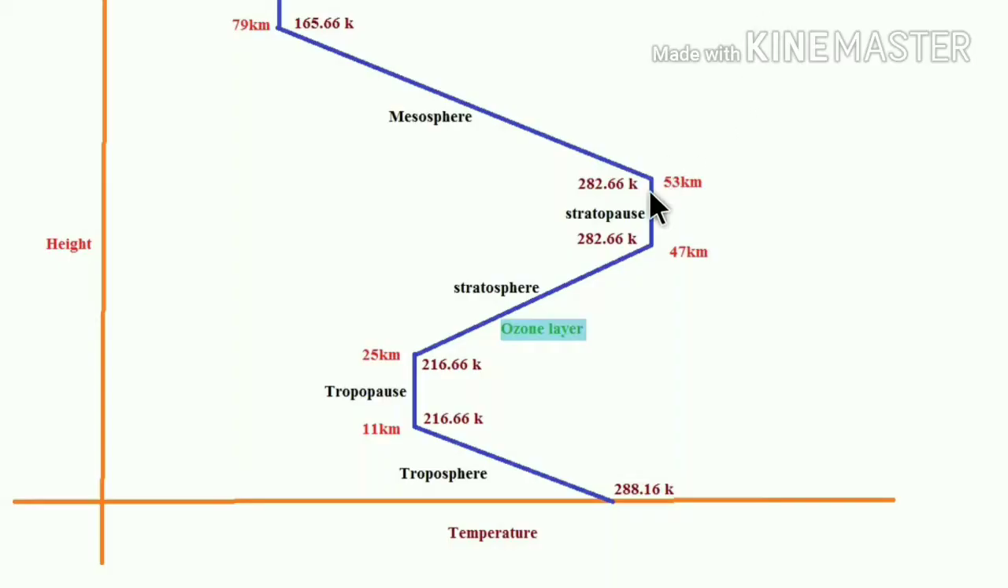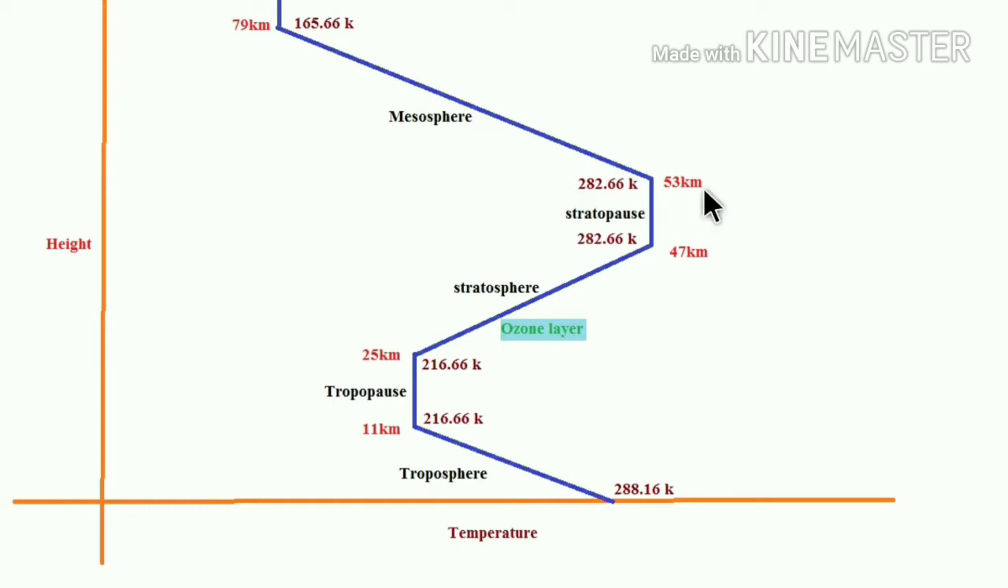Okay, hi guys, now we are going to see what the layers of atmosphere are. And you are seeing this diagram. This is the height versus temperature diagram, and in this diagram we are going to see the different layers of the atmosphere. So as we know, the standard sea level temperature is always 15.2 degrees Celsius, and we can convert it into Kelvin by adding 273.